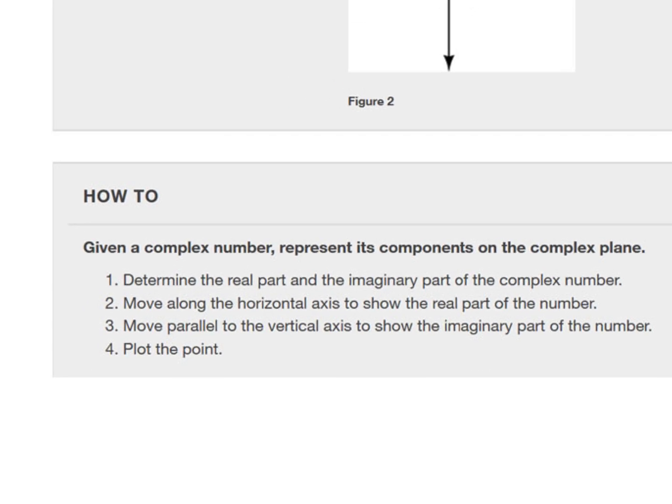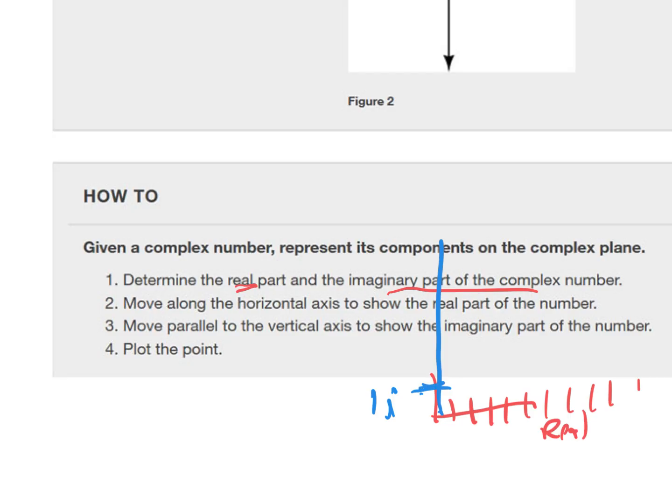So how do you graph a complex number? You represent its components on the complex plane. Determine the real part, which the way they're drawing it would be your x-axis. That would be your real part: 1, 2, 3, 4, 5, 6, 7, 8, 9, 10. And the imaginary part looks like the y-axis. So as I go up, it's not 1, it's 1i, 2i, 3i, and so forth, 1i, 2i, 3i, 4i, 5i, 6i, all the way up.